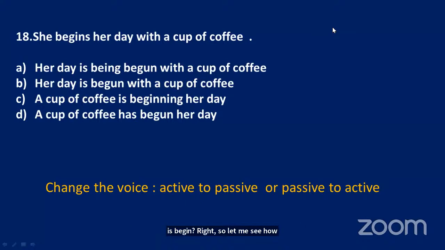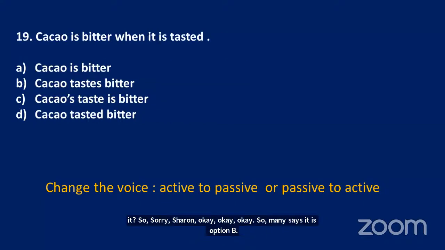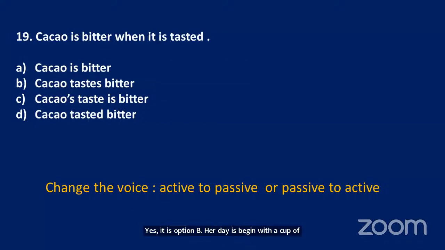Yes. Sign is giving me an option. It could be, ma'am, C or D. You should give me the answers exactly. Isn't it? So Gautami, Yogita, Gayatri, Chetan, Sai Charan. Okay. So many say it is option B. Yes, it is option B. Her day is begin with a cup of coffee. Excellent.